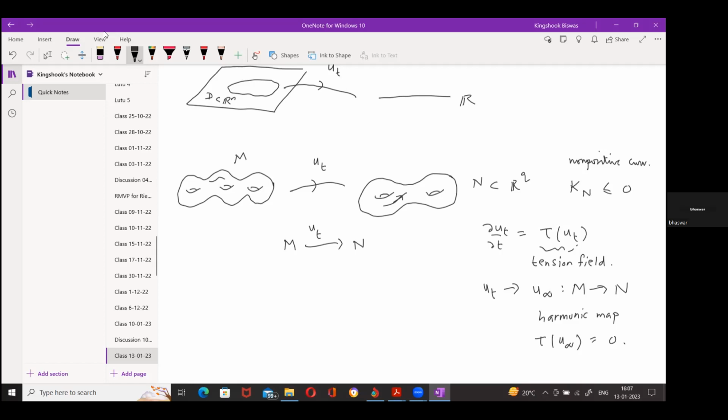Can you give a reference for the Schauder estimates? Aha, yes. Gilbarg and Trudinger. It's a classic book, Gilbarg and Trudinger.